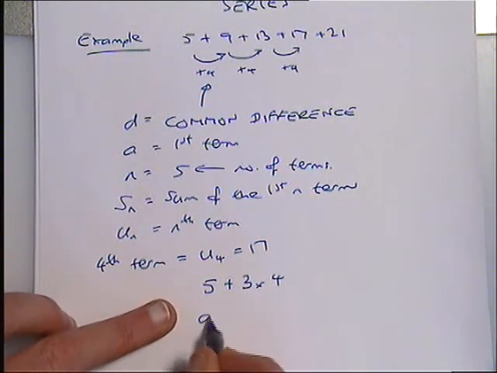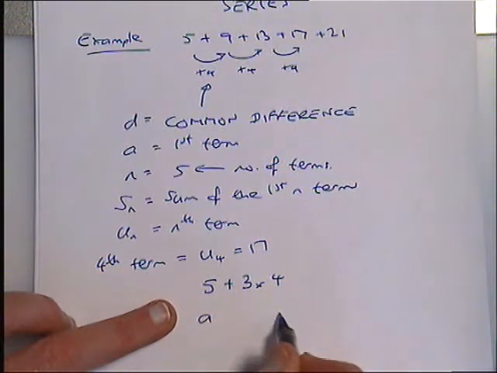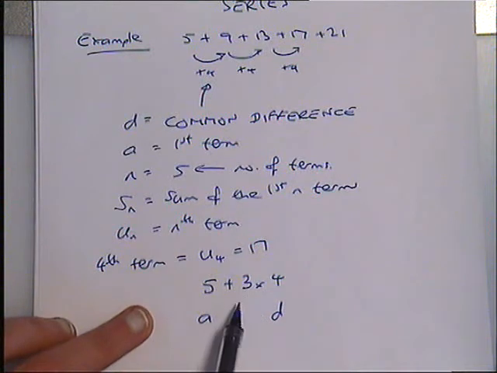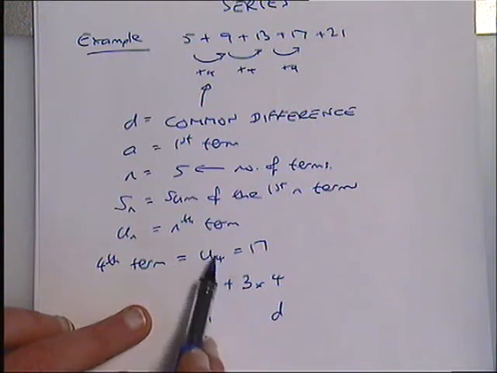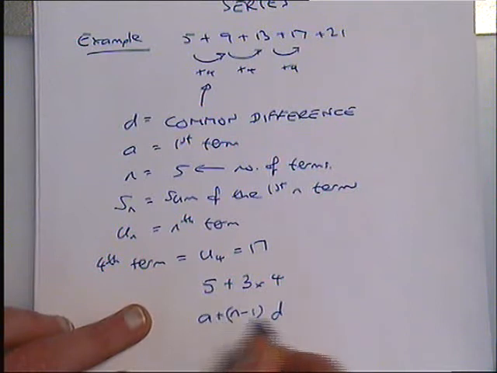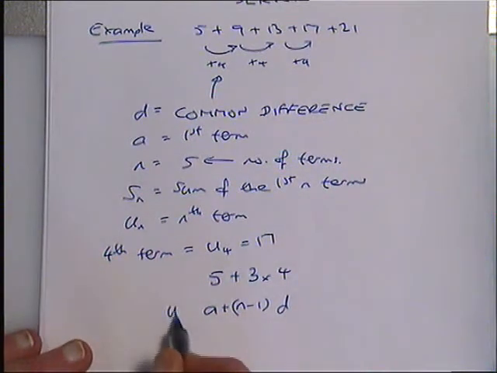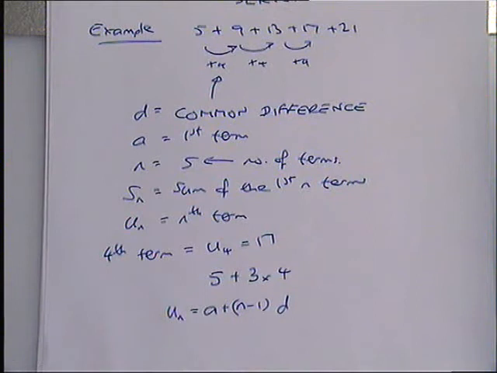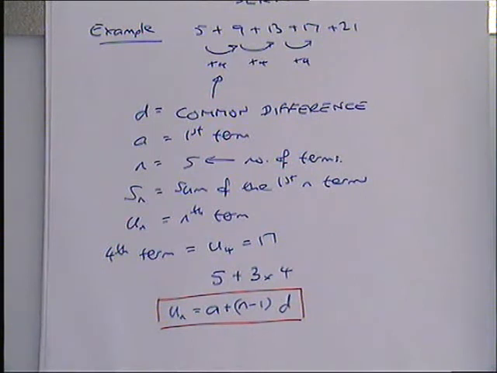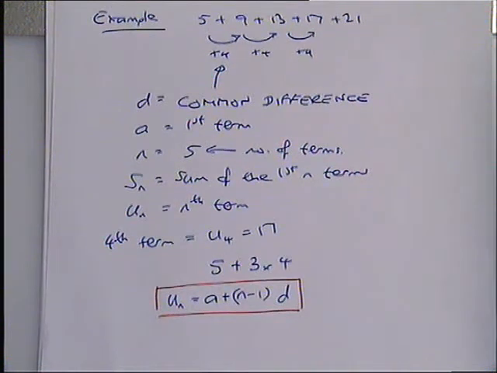So that 5 is the first term. That 4 is the common difference. And that 3, how's that 3 related to anything? Is it n take 1? Yeah, it's the fourth term, had 3 jumps. So it's a plus (n minus 1)d is the formula for the nth term of an arithmetic progression. So that's the equivalent one of the a r to the power of n minus 1 for the geometric one. So that's the formula for the nth term.